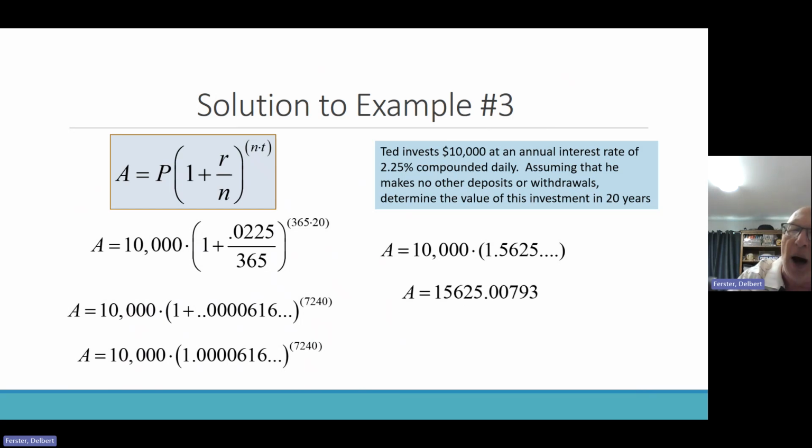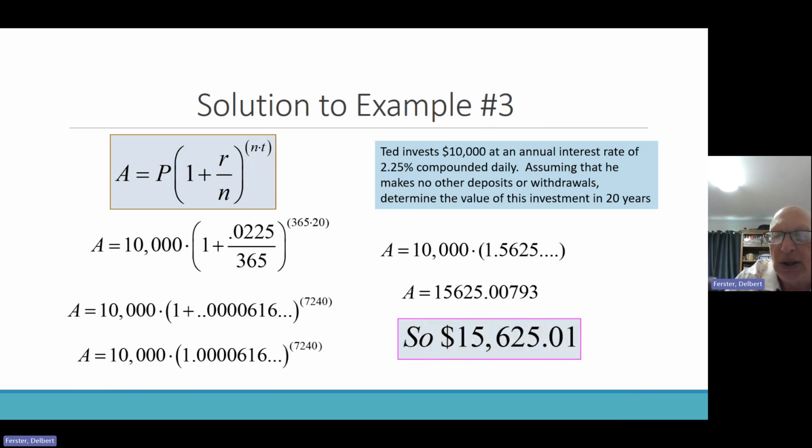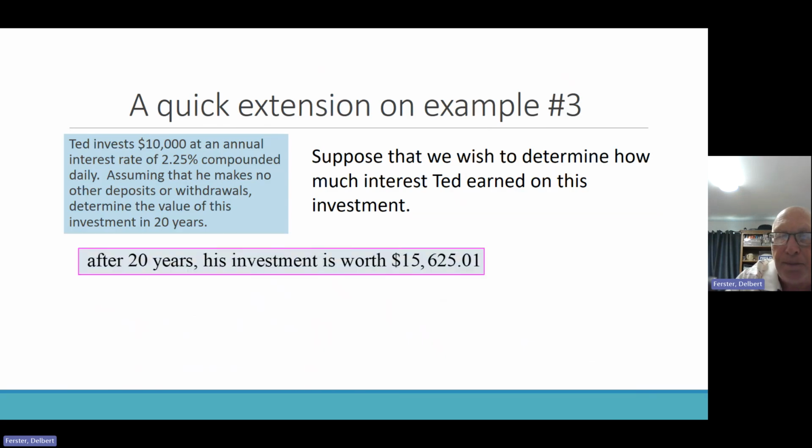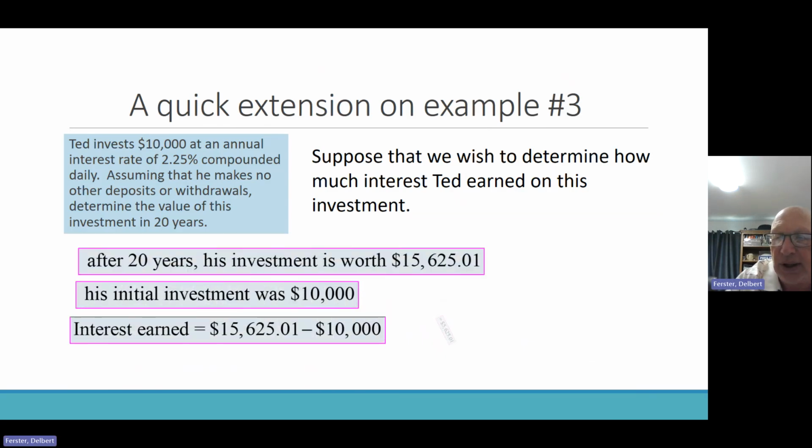All right, at the end of the 20 years, his investment is now worth $15,625.01. Remember, he started with 10 grand, so he earned over $5,000 in interest. And here comes the interest calculation. Again, it's just to subtract, nothing heavy going on here.